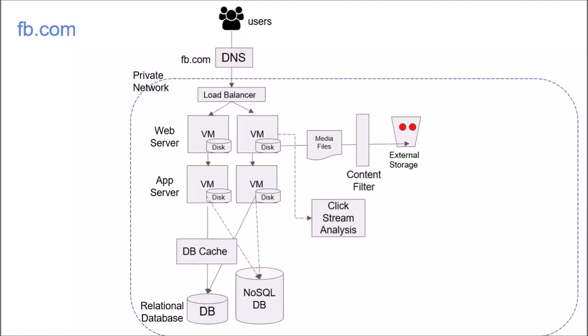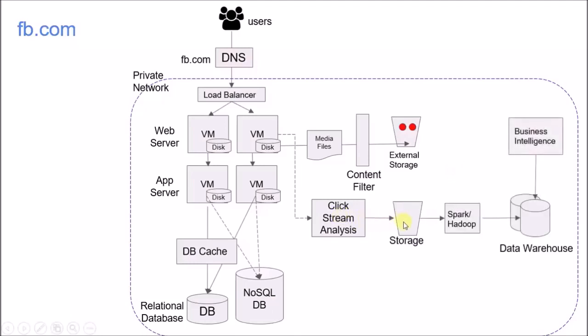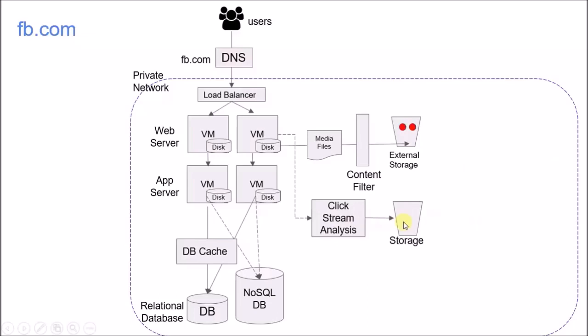Let's take an example, Twitter: what all tweets are going on in the market, what's the mood of the people currently. All this is done using clickstream analysis. So on Facebook also you have something like this. Now all the data that this clickstream analysis engine captures has to be stored somewhere in the external storage, and you need an external storage for this.